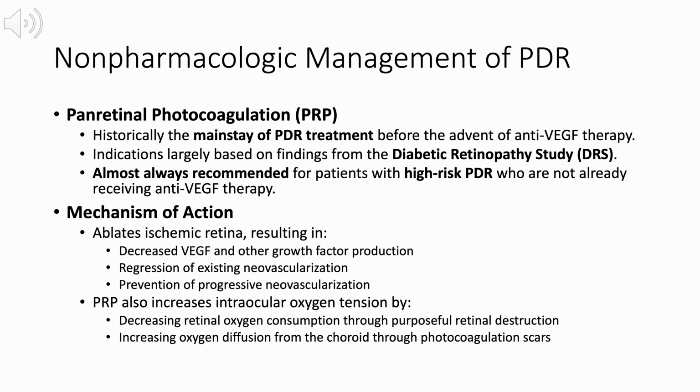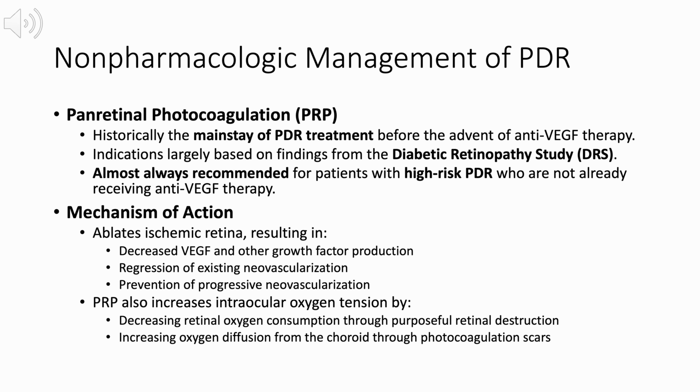The mechanism of action deserves careful attention because there are actually two distinct mechanisms operating simultaneously. The first is straightforward ablation. PRP ablates ischemic retina, which results in decreased production of VEGF and other growth factors, regression of existing neovascularization, and prevention of progressive neovascularization.